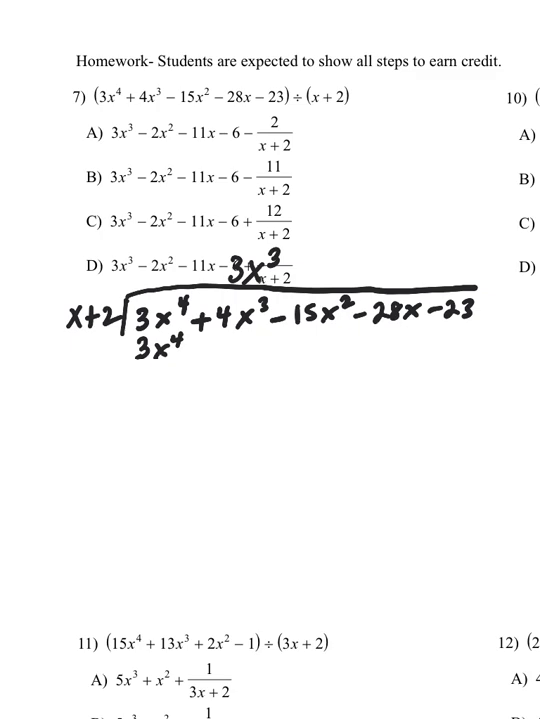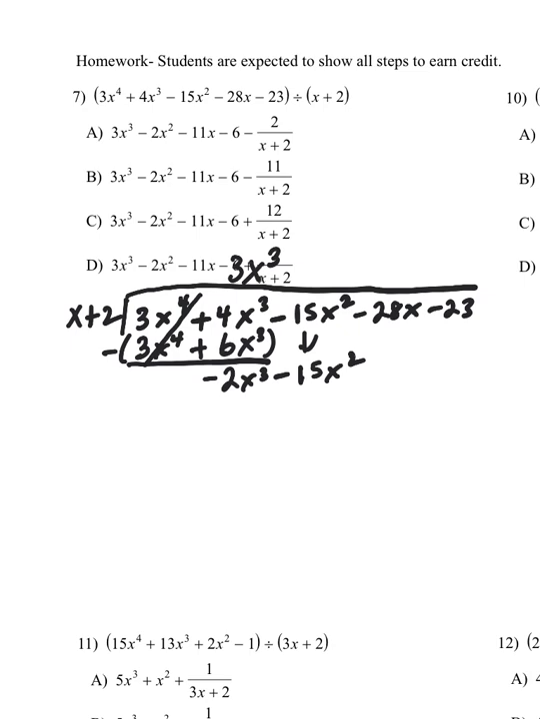We have 3 times 2 gives you 6. And then we have x cubed. And we're going to go ahead and subtract. If you're doing this process right, these two will always cancel. So you have 4x cubed minus 6x cubed, which gives you negative 2x cubed. Bring down the minus 15x squared.